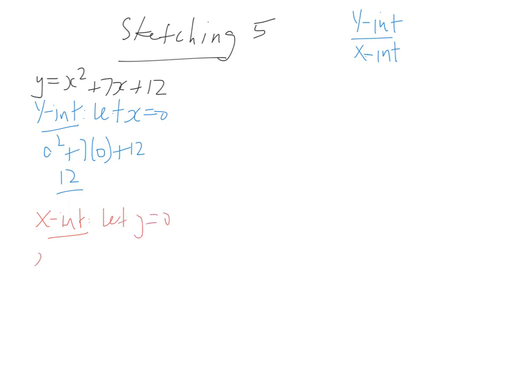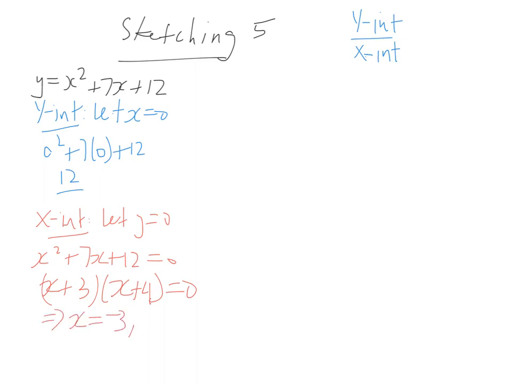So we'll say x squared plus 7x plus 12 equals 0. We're going to find factors of 12 that add up to 7. Well, that's 3 and 4. So x plus 3 times by x plus 4 will equal 0. So from there, we imply that x equals -3 and x equals -4. So our graph will look something like this.